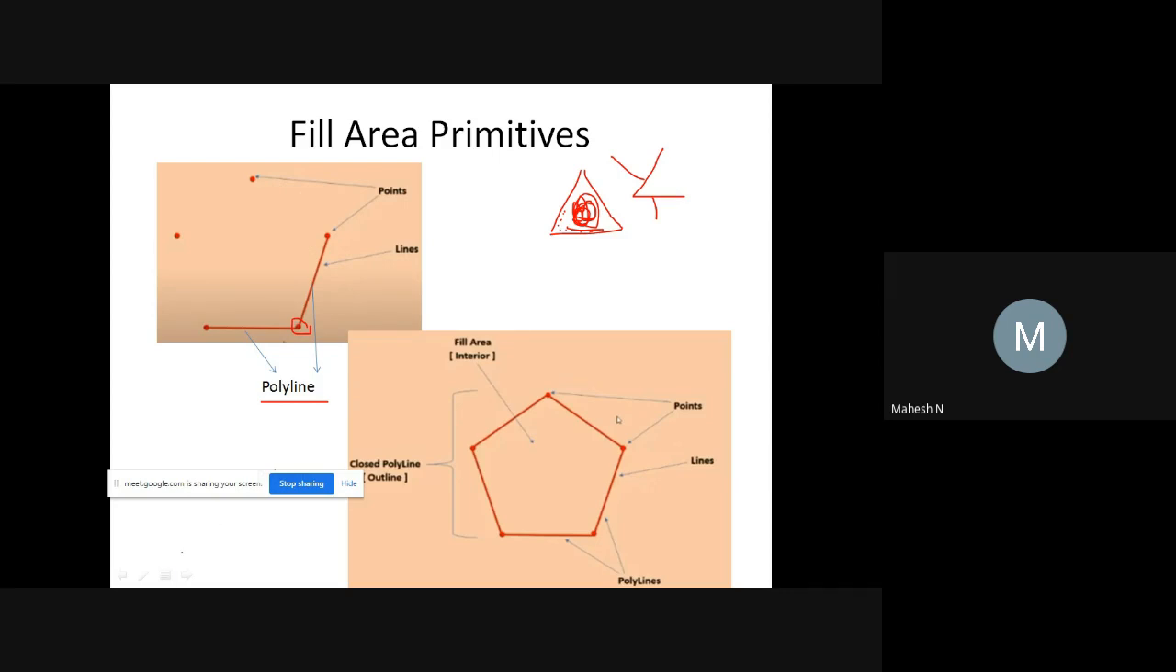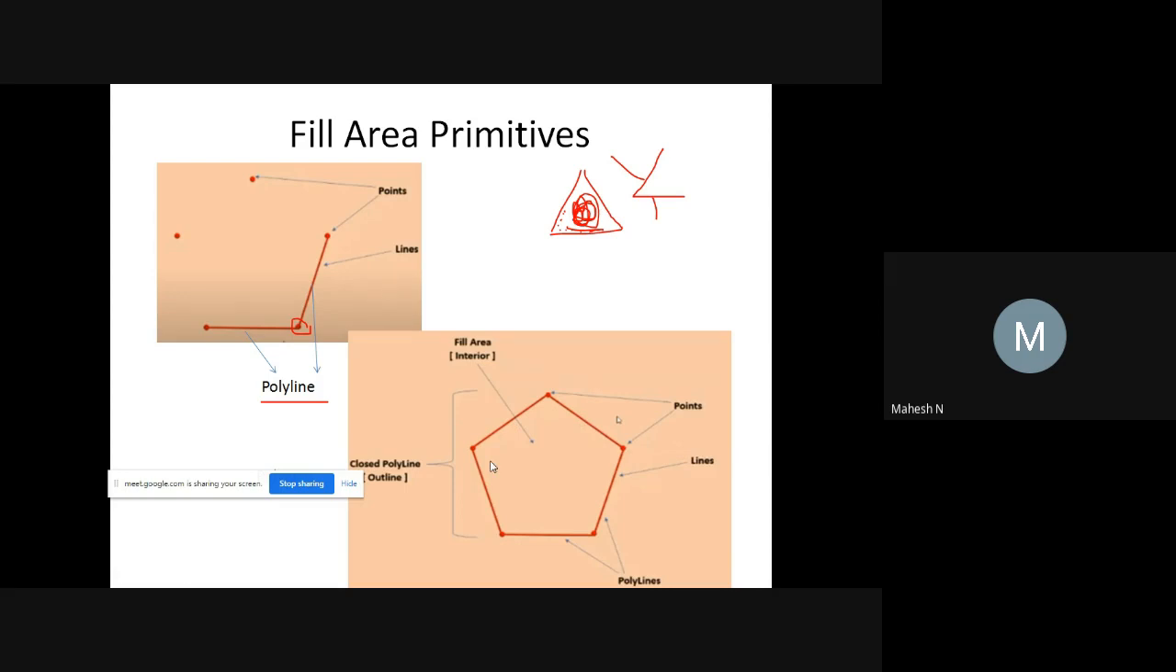Now whenever the object gets covered, such objects which have more than three vertices, I call such an object a polygon. So these two are polylines, where a particular vertex has been shared by two lines. That means if there is at least a single common vertex between two lines, then I call such lines a polyline. Now this becomes a closed polyline, which we call a polygon. So this is the fill area which I need to fill.